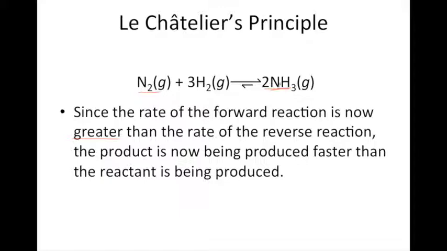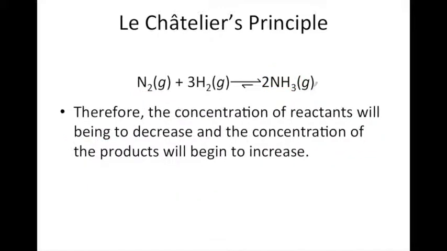Since the rate of the forward reaction is now greater than the rate of the reverse reaction, the products are being produced faster than the reactants are being produced. So we're having a net increase in the concentration of our product because we're producing product faster than we're producing the reactant. So overall, the concentration of reactants will begin to decrease and the concentration of product will begin to increase, right? It's because our forward reaction rate is greater than the reverse, so we're going to have a net increase in the product and a net decrease in the reactant.